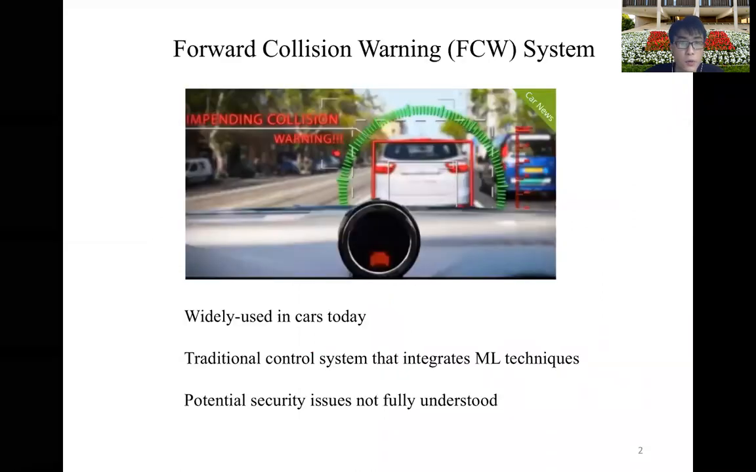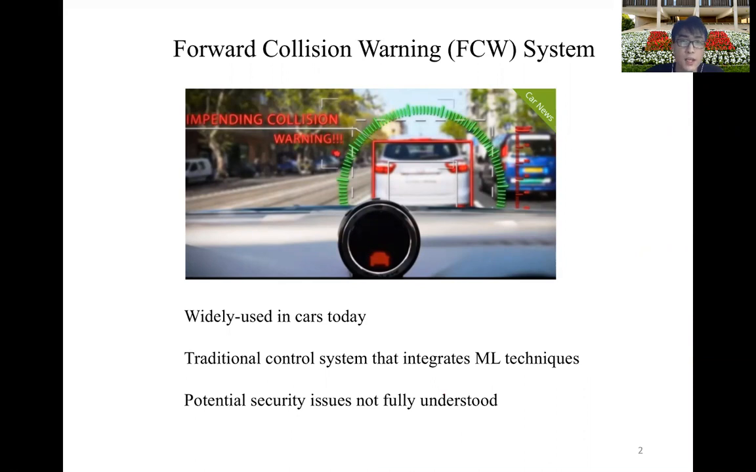So the forward collision warning, or briefly speaking, the FCW system is a module that you can find in most cars today. And it's a traditional control system that integrates modern machine learning techniques. However, despite being a popular system, it's not fully understood what are some potential security issues in FCW.